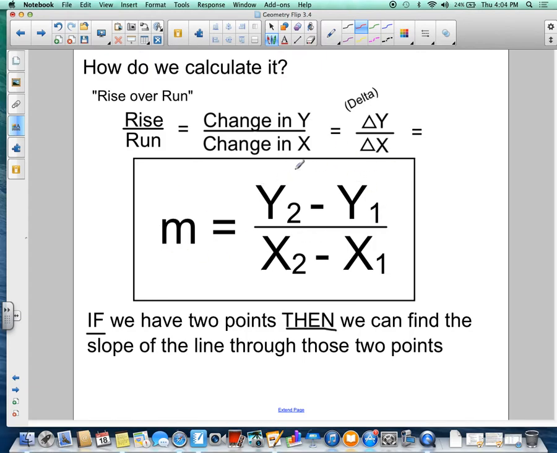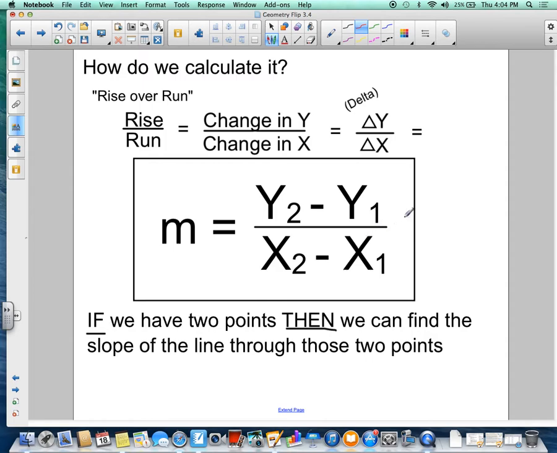So in a mathematical formula, we know that slope is the change in the y's, so the difference in the y's. So y2 minus y1, and that's the y coordinate of one of your points, minus the y coordinate of the other point. And same for the x's, x2 minus x1.